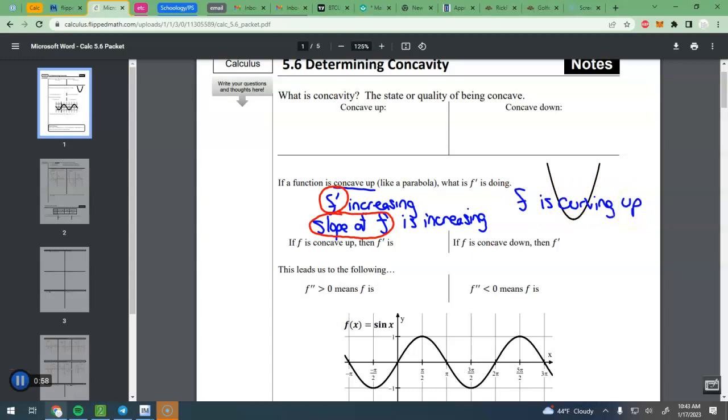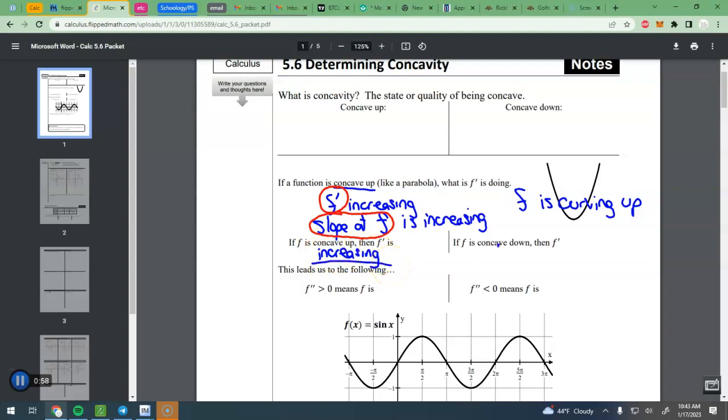I know they just asked this one, what is f prime doing? But I'm just trying to say it different ways. If a function is concave up, then f prime, that's what we just did. So if a function is concave up, then f prime is increasing.